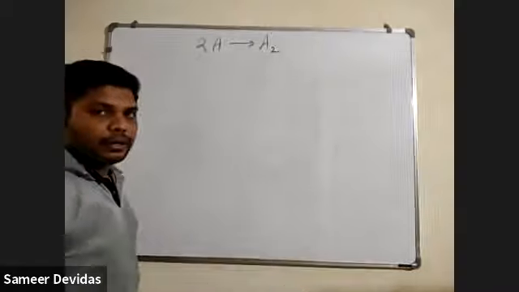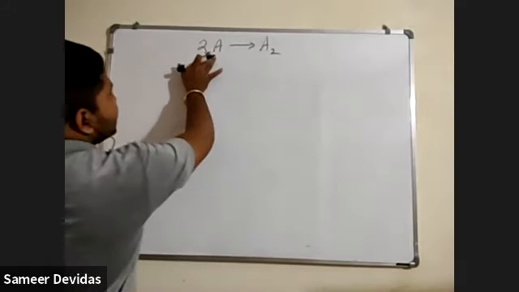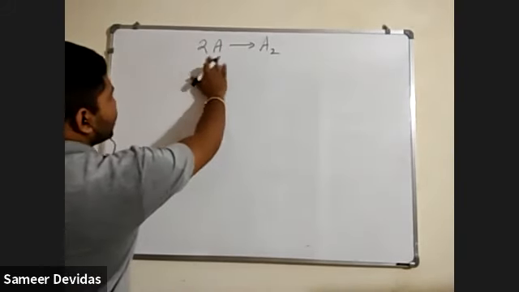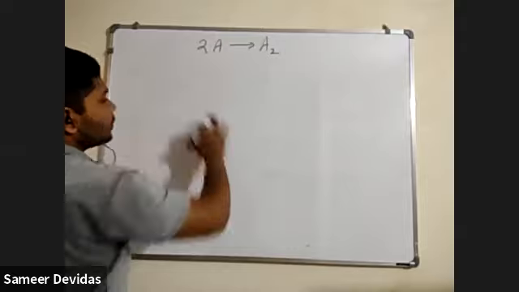What you need to find out? The X value, so the order. The order is what you need to find out. Now, this reaction they have already given. How many reactants are there on this side? Only one, that is A.